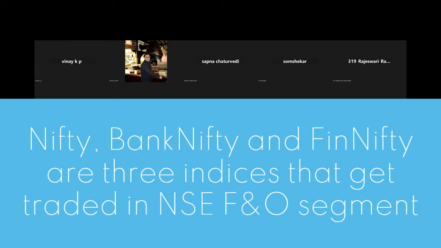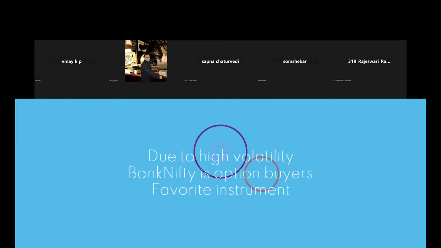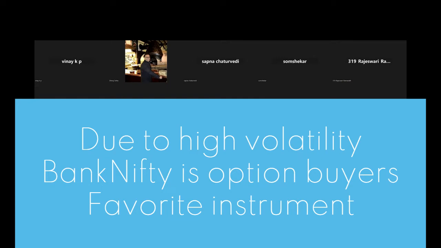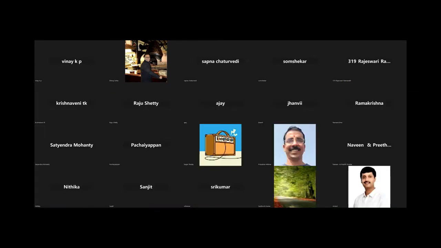Fin Nifty is a new entrant to this trading, which started, I think, less than a year back. Bank Nifty is the favorite of traders, particularly the option traders, because the movement in Bank Nifty is very fast. So people who typically buy options as opposed to sell options play in Bank Nifty quite frequently. I will also talk about the concept of expiry, because these are contracts. The expiry in the National Stock Exchange for Nifty and Bank Nifty happens every Thursday. You would have seen my message on WhatsApp. But the expiry on Fin Nifty happens every Tuesday.